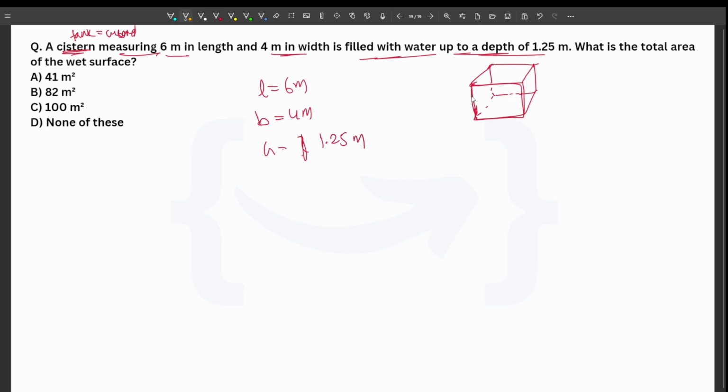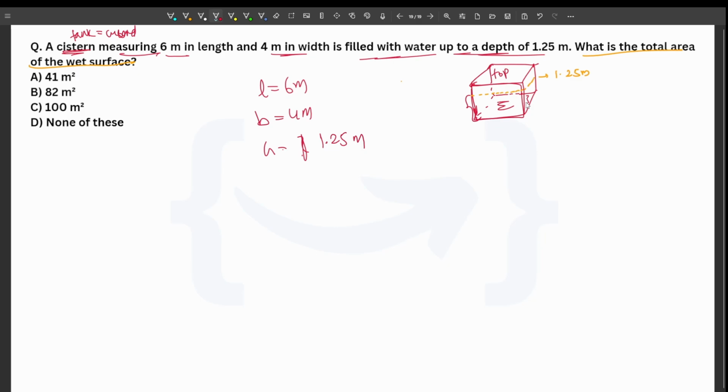Okay, so the water level is this much, if you can see, which is 1.25 meter. So what is the total area of wet surface we need to find? Total area of wet surface. So what is not being wet? The top one. Don't you think the top is not wet? But the rest, all of the walls would be wet, including the bottom one. So yes, the bottom one is also wet.